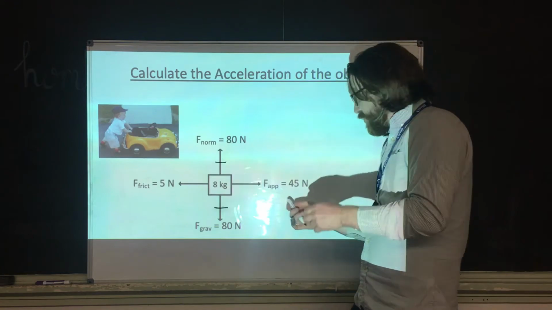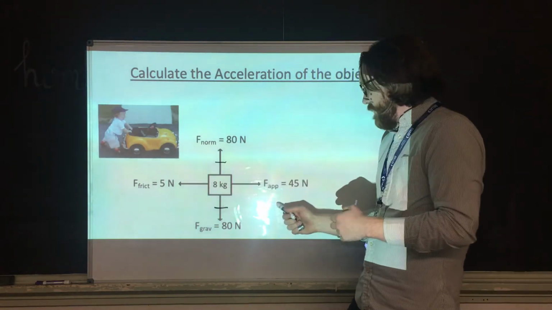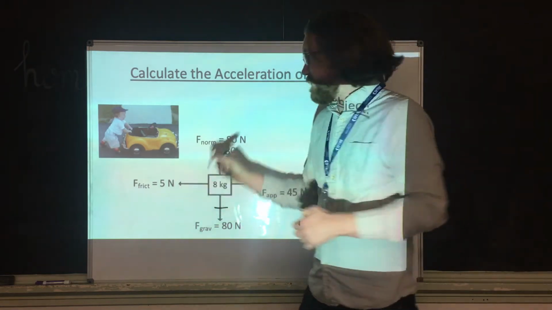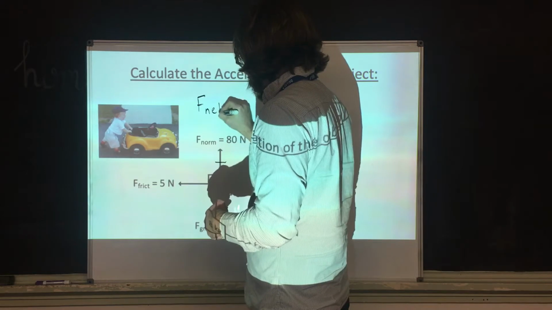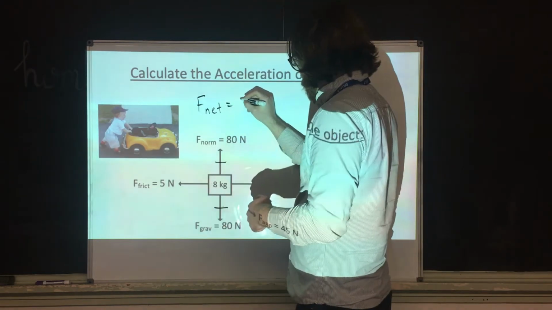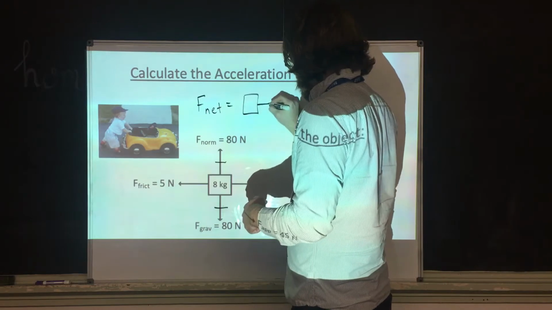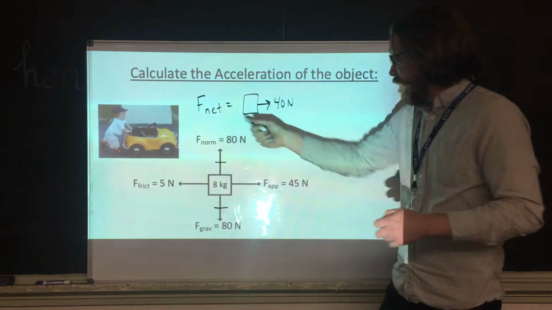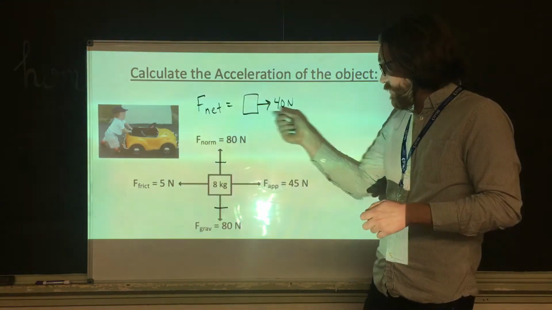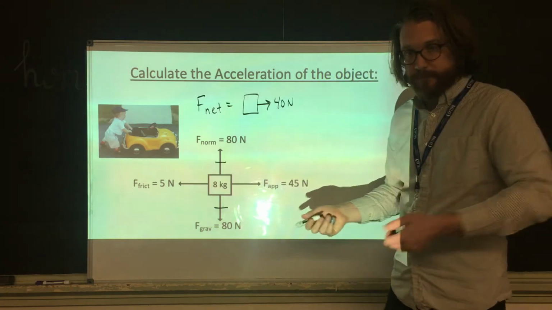But here, friction and the applied force are not balanced, so we have to subtract them. That gives us 45 minus 5, which gives us a net force equal to 40 newtons. So our net force actually looks like this. It's 40 newtons, and it's going to the right. Why? Well, because the applied force is bigger.